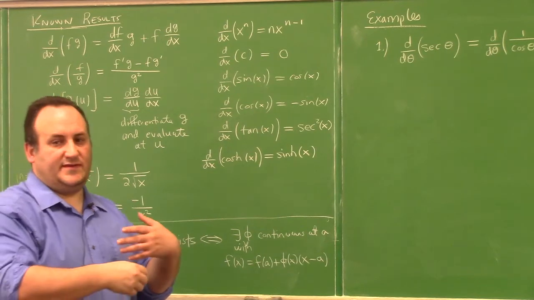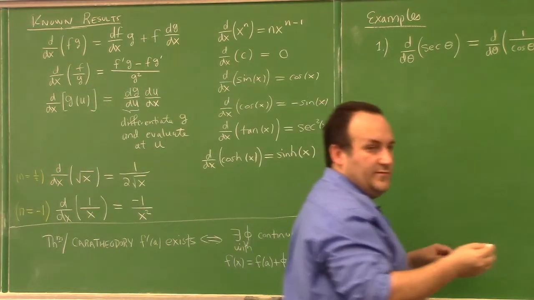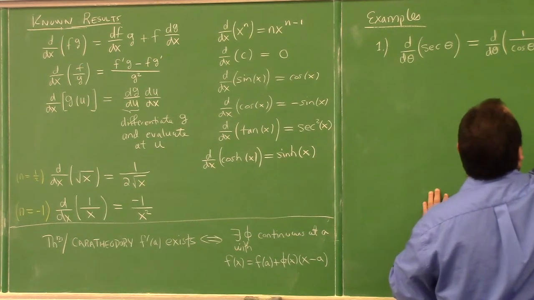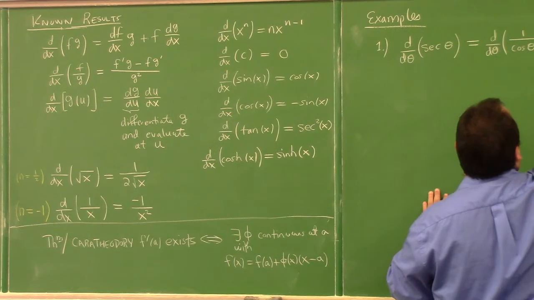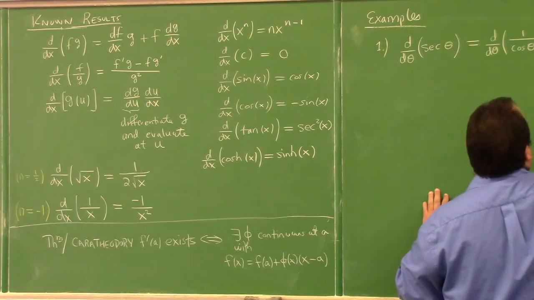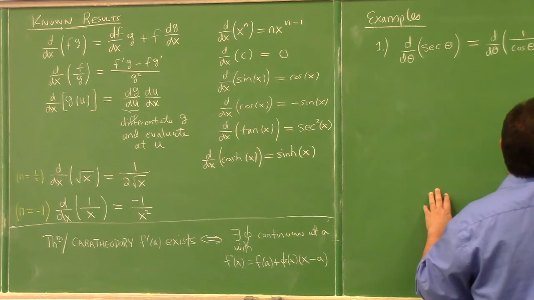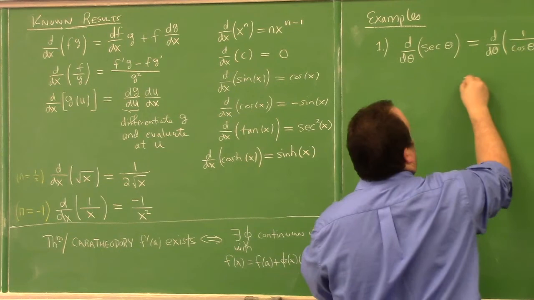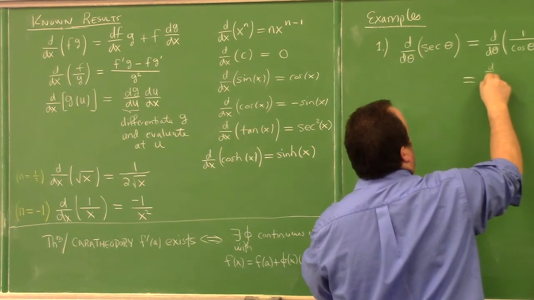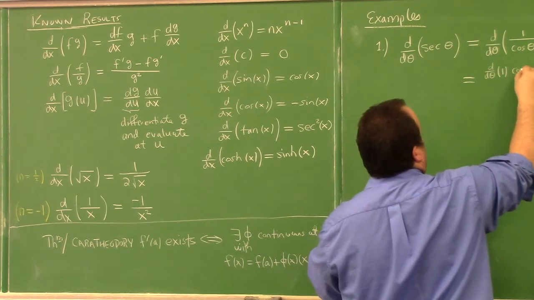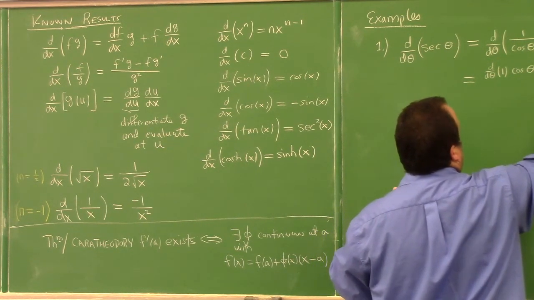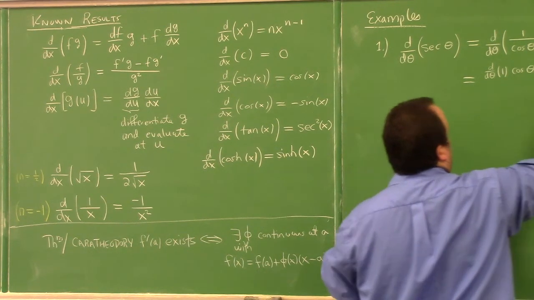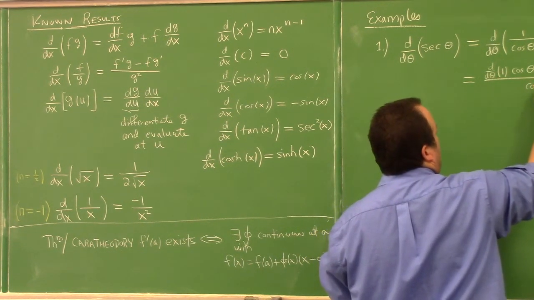So what is this? This is a quotient, so we use the quotient rule. So here, basically we're thinking f equals 1, g equals cosine theta for the quotient rule, right? All right, so we do the derivative with respect to theta of 1 times cosine theta minus 1 times the derivative with respect to theta of cosine theta, divided by cosine theta squared, right?